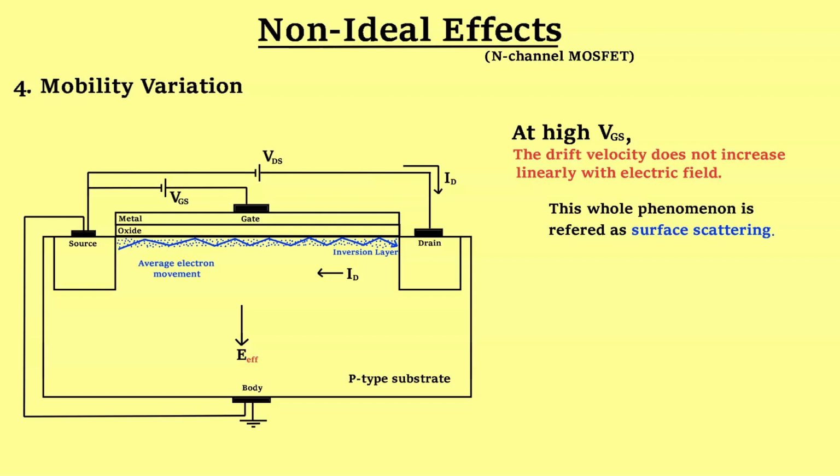We have studied two types of scattering in the first unit, Basic Semiconductor Physics, which are lattice scattering and impurity scattering. And this is the third type of scattering effect which occurs in MOSFET. If there are fixed charges within the oxide, the mobility degrades even further. I hope you can imagine what is actually happening here. Now we will see some formulas.